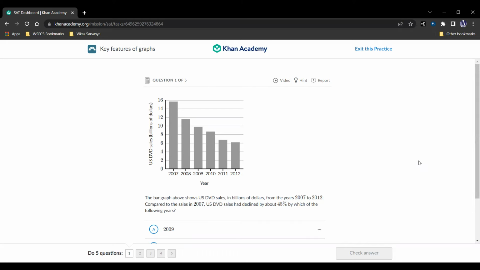This is another topic as part of the problem solving and data analysis of the SAT math portion. And as always, we're going to be looking at 5 questions, explaining them to look at the intricacies of this topic to help you ace the SAT math portion.